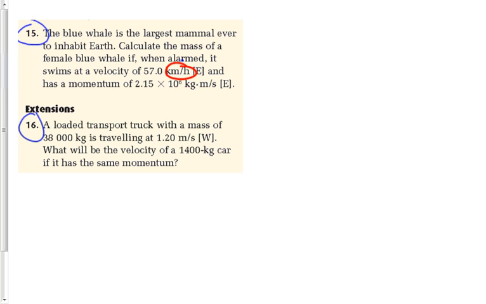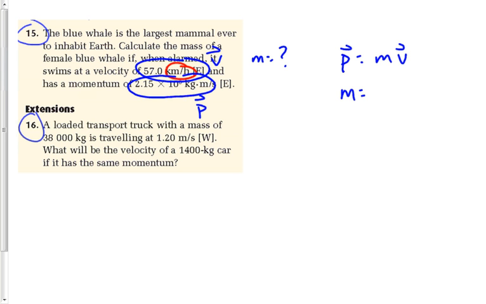So let's circle our givens here. This is going to be V, although we've got it circled in red, so we know we're going to convert it. This is P, the momentum. We're looking for mass. We're going to say P is equal to M times V. Rearrange that to solve for mass. V goes down by dividing. I get P over V.